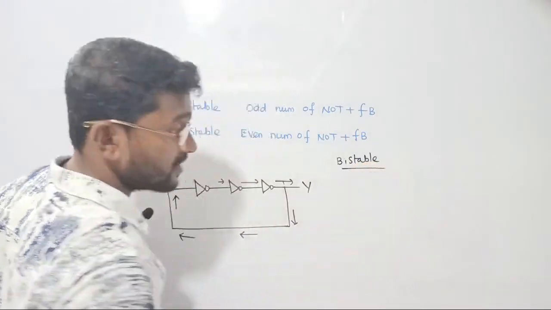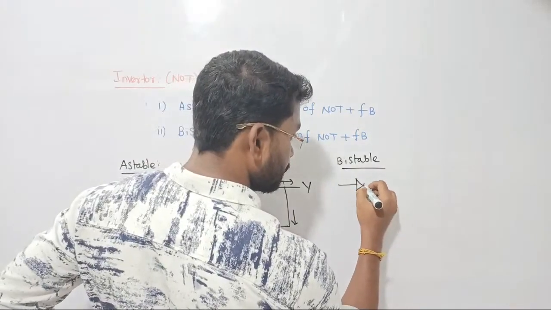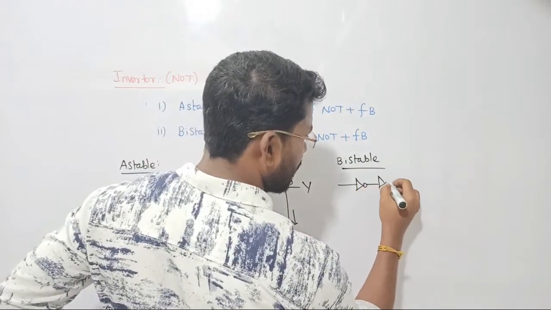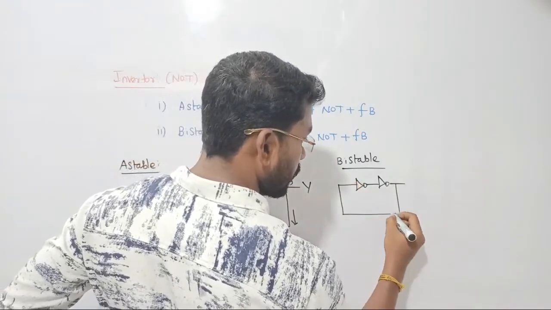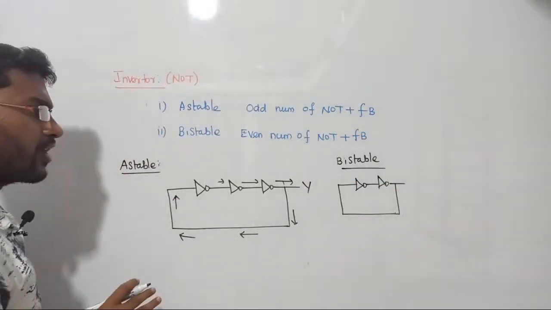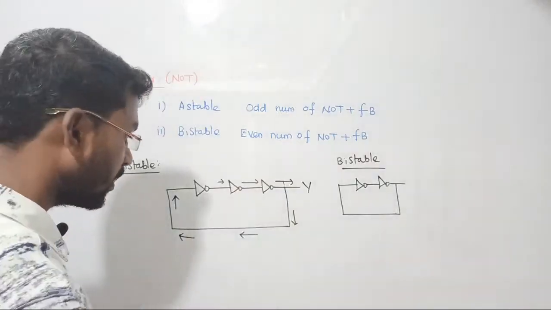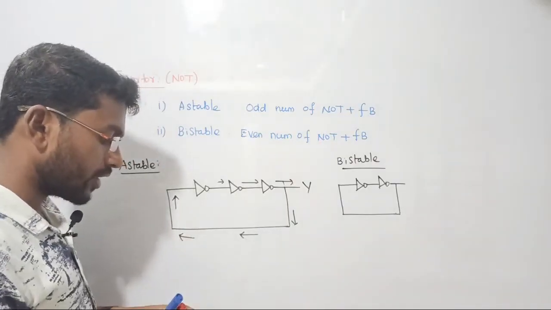Bistable in the sense we should consider 2 gates, right? That is an even number of gates, like 2, 4, 6. So if I consider 2 gates with feedback, that is called what? Bistable multivibrator. Right now I am just giving an introduction. Now you are requested to find out the total time period, right?